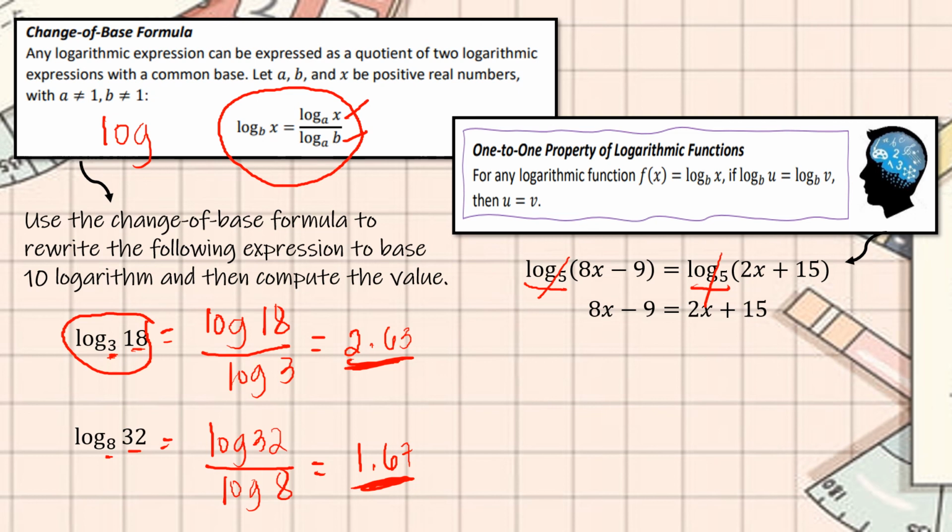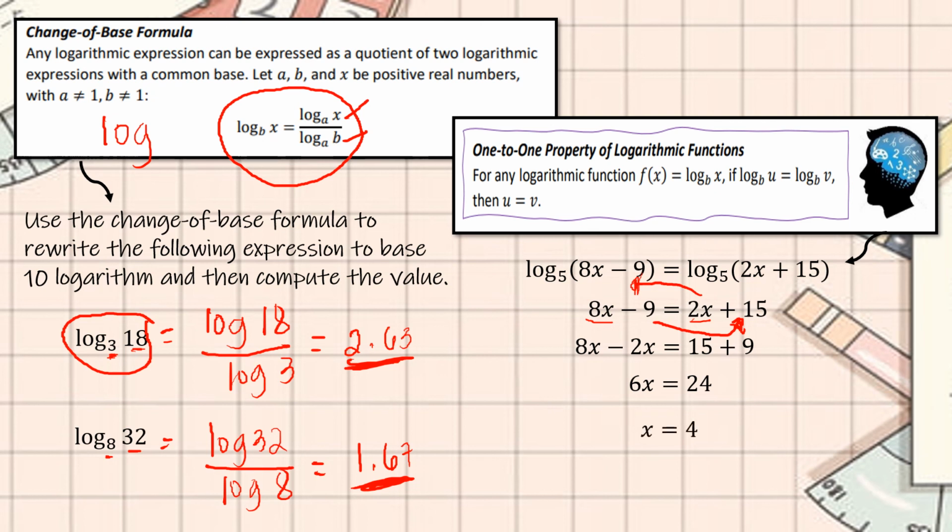Then, solve for x. Kapag nag-solve tayo ng x, kukunin mo lang yung magkakapareho, combine like terms. Ang like terms dito ay si 8x tsaka si 2x. So, si 2x lipat natin sa kabila. Then, si negative 9, since wala siyang variable, isama natin siya kay 15. So, lipat natin sa kabila. Magiging 8x minus 2x is equal to 15 plus 9. So, 8x minus 2x is equal to 6x. Then, 15 plus 9 is 24.